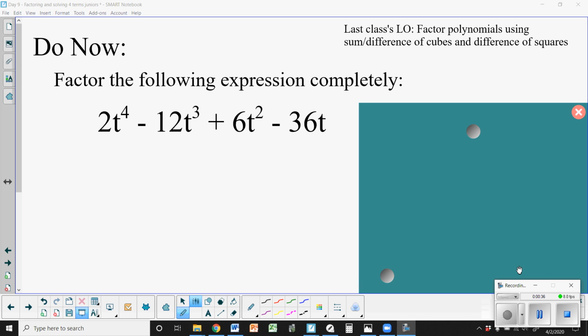So again, remember we're factoring in this problem here for our do now. It says factor the following expression completely. So think about how you're going to do that.